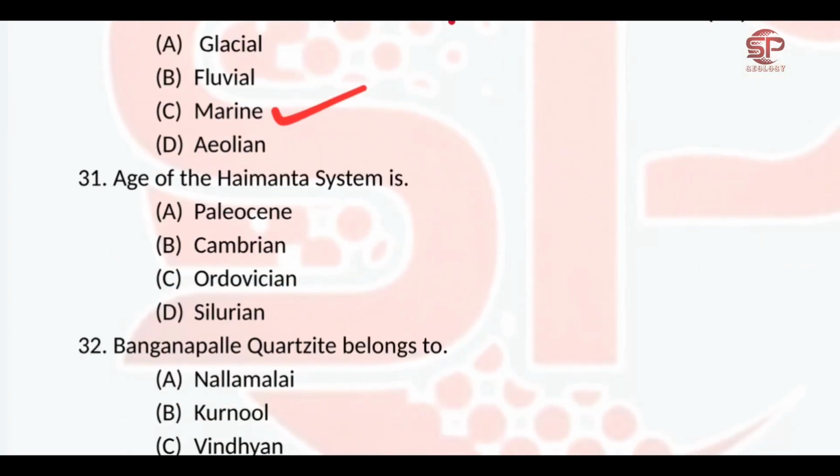Age of the Haimanta system. So Haimanta belongs to the Cambrian period. It is found in the extra peninsular region, in the Himalayan region. The age will be Cambrian or Eocambrian, older than Cambrian.